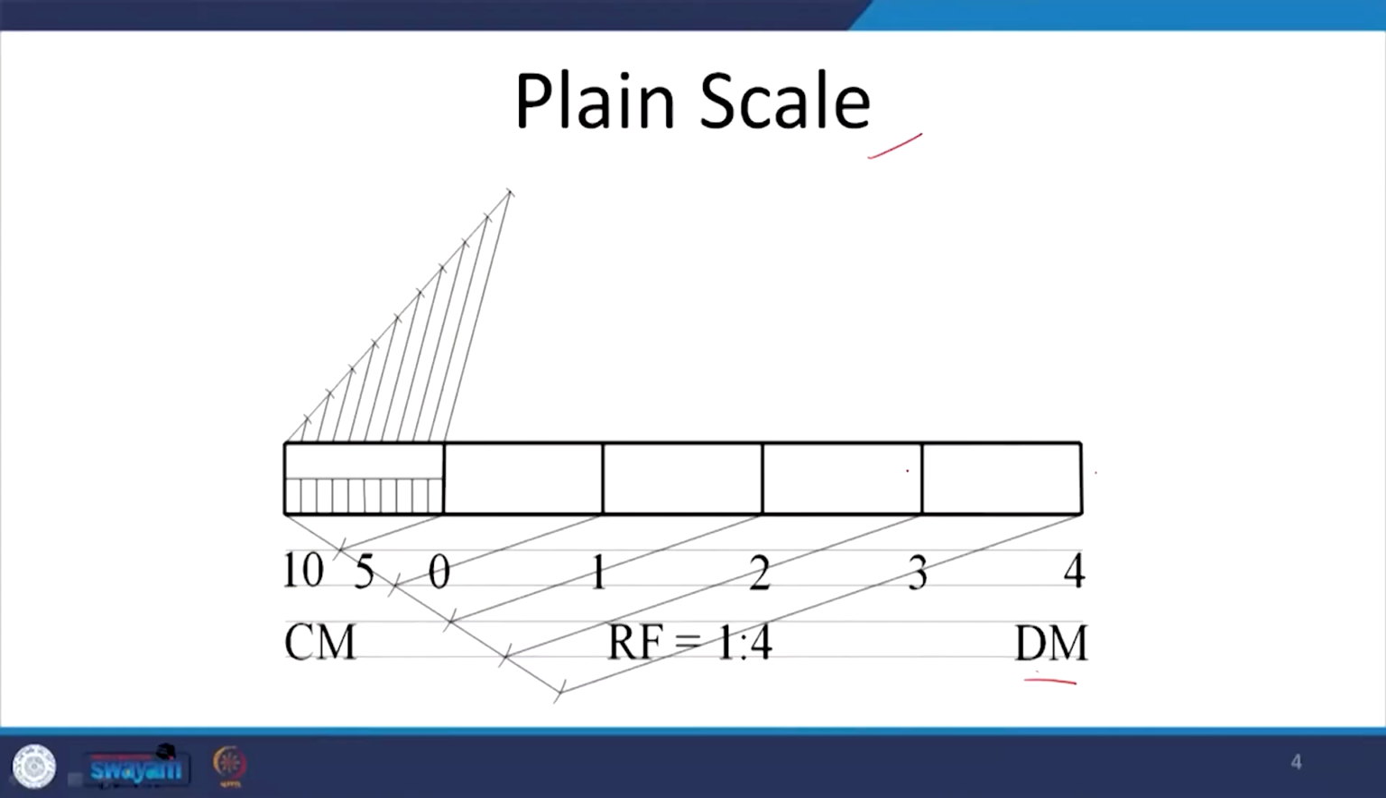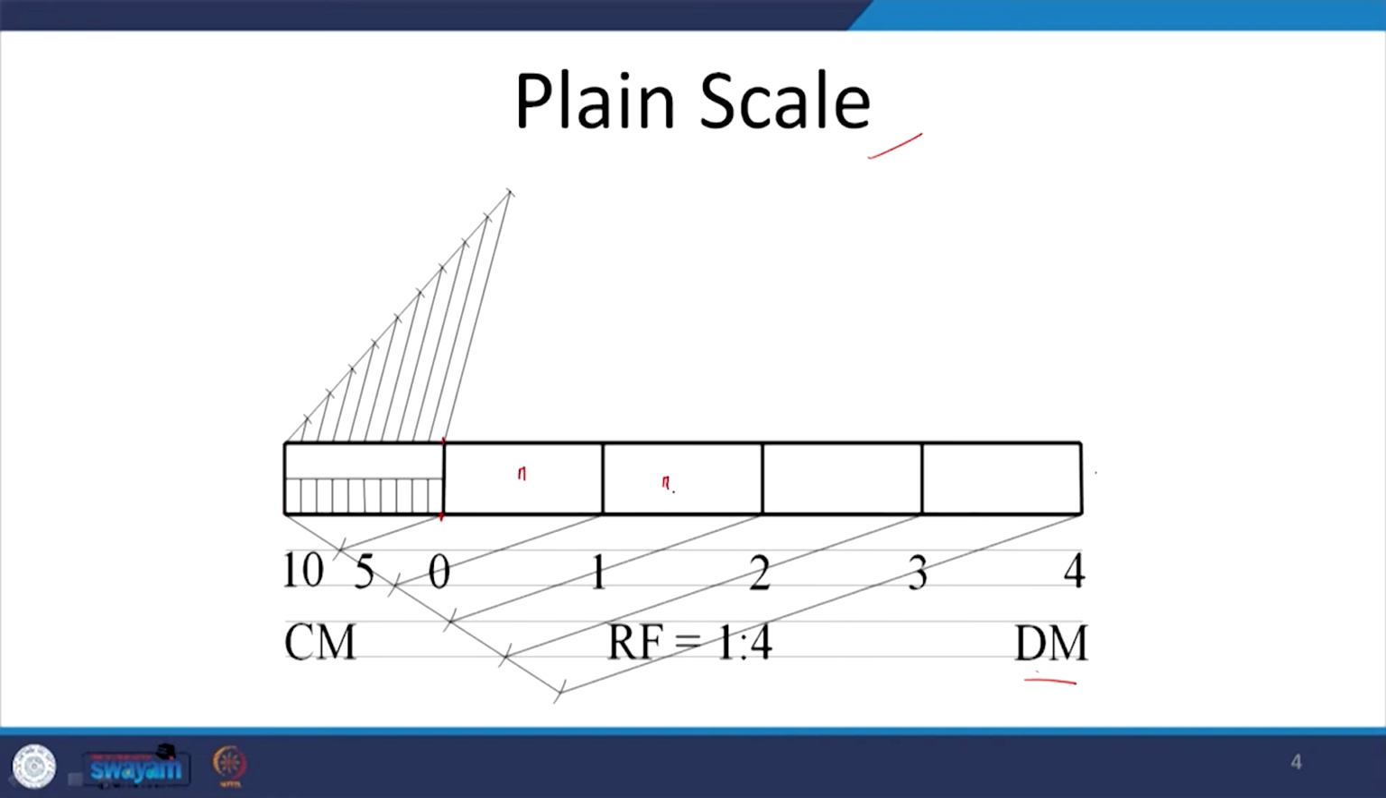So, this is say RF 1:4, this is in decimeters, and here we measure centimeters. So, the last unit, so the 0, as you might have observed in the previous slide also, we always start 0 at 1 unit from the left hand corner and then have an equal number.